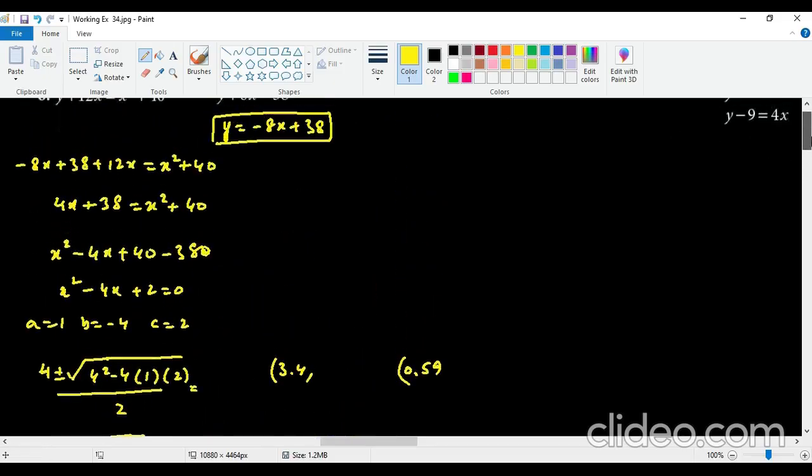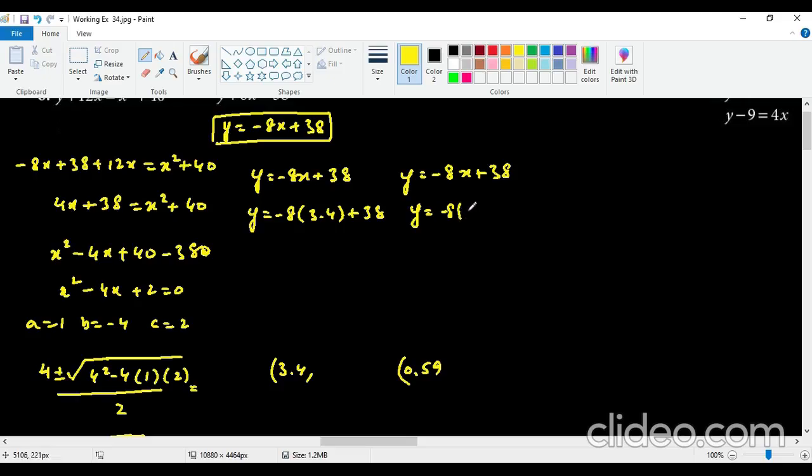Now we find out the value of y. The y value is y equals negative 8x plus 38. I will write this two different times. First I will write the value of 3.4, minus 8 times 3.4 plus 38. Second value is going to be minus 8 times 0.59 plus 38. So these two are going to give us minus 27.2 plus 38, and minus 4.72 plus 38.